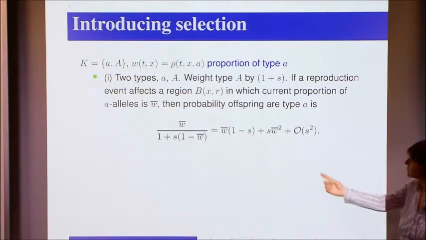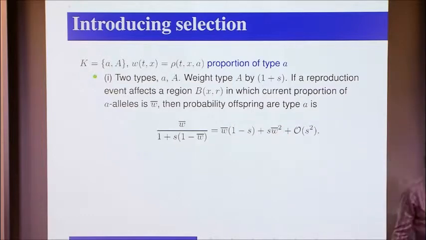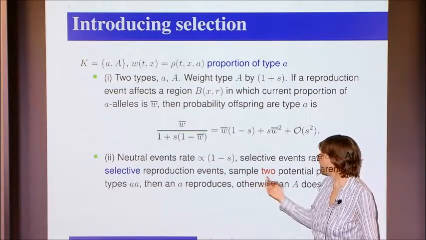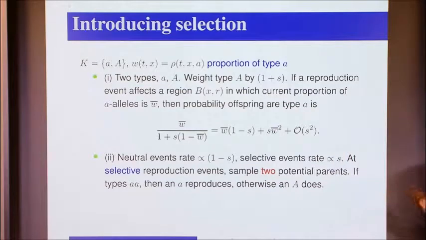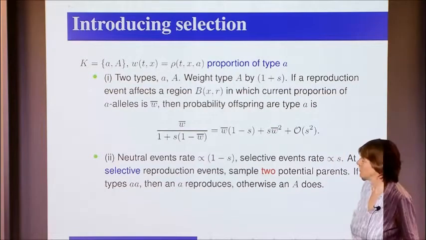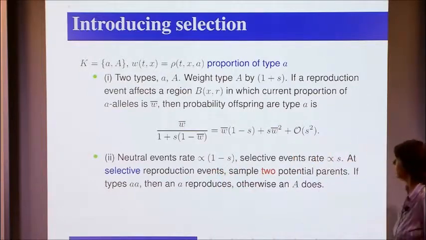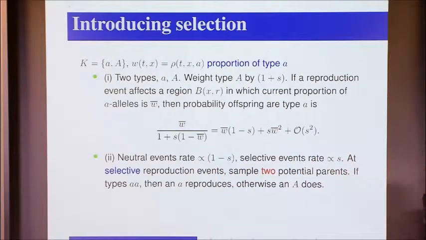So that just makes sure that I have this probability of sampling, and it also gives me a choice of parent. A nice thing about working with the Poisson process is that we can think of selection, the neutral events and selective events, as being driven by two independent Poisson processes, neutral events falling at rate 1 minus S, and selective events falling at a rate proportional to S.